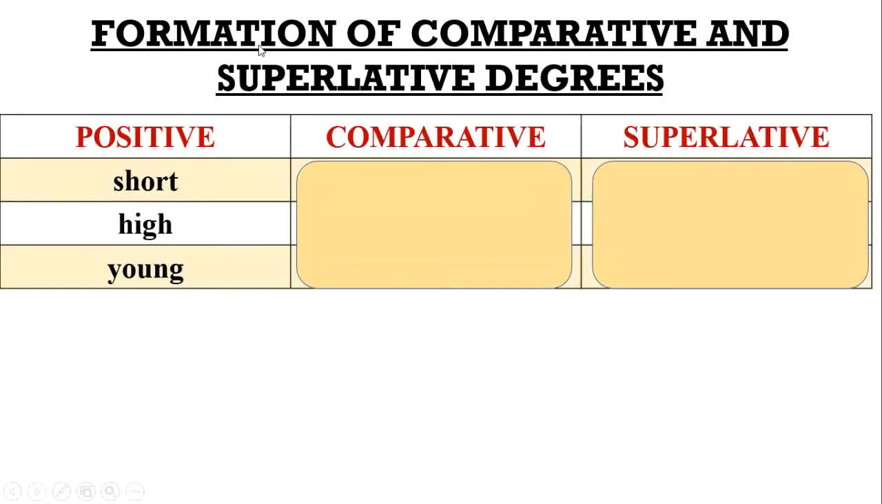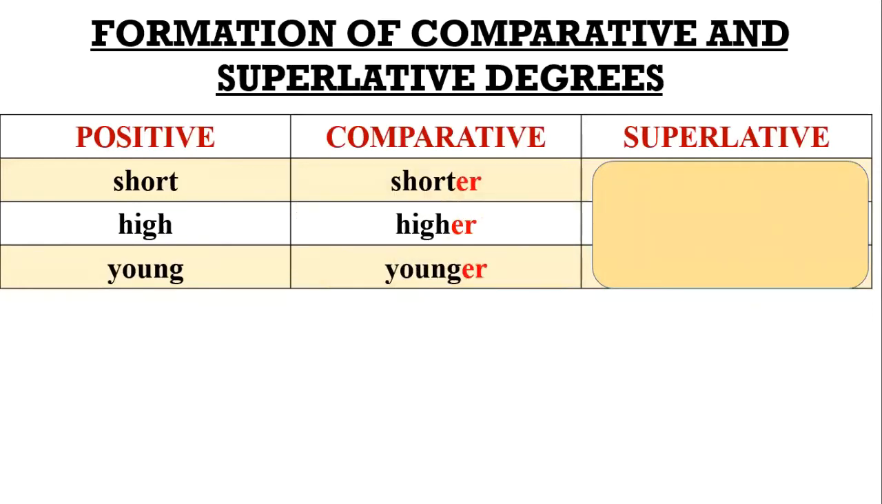Okay, so now imagine, we learned which is a positive degree, comparative degree and superlative degree. There are a few words here: short, high, young. Just a few examples. What is the comparative degree of these? When we compare between two people, which is it? Shorter, we added er. Higher, I scored higher marks than her. Then she is younger than me. Younger, only two people, comparative. So for comparative you use er.